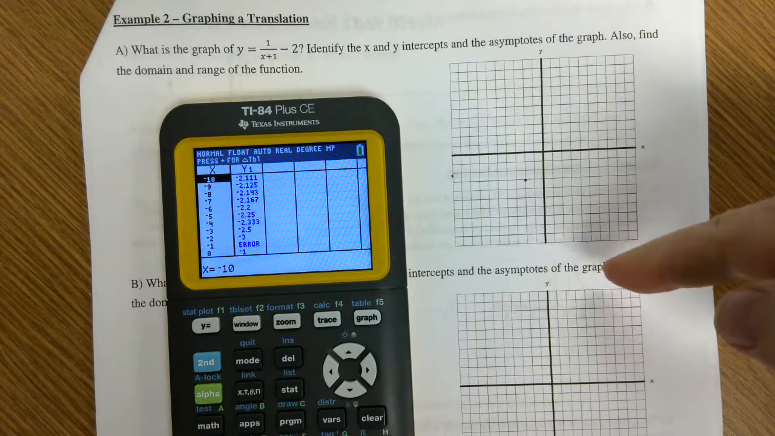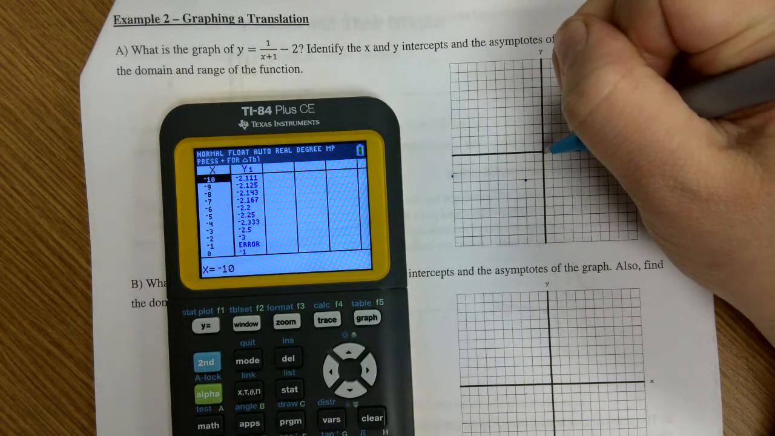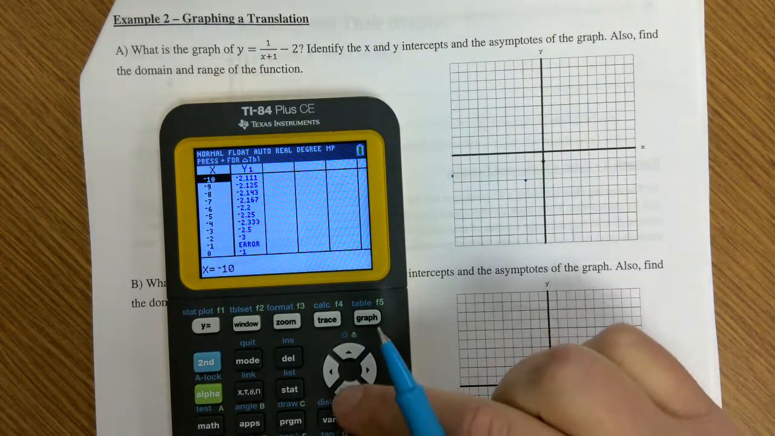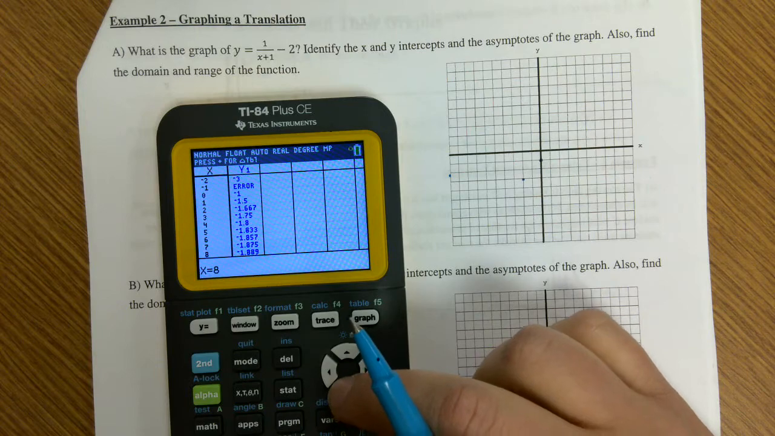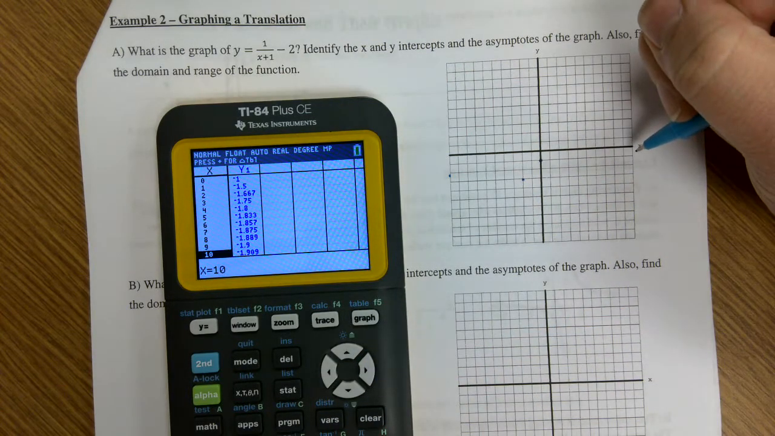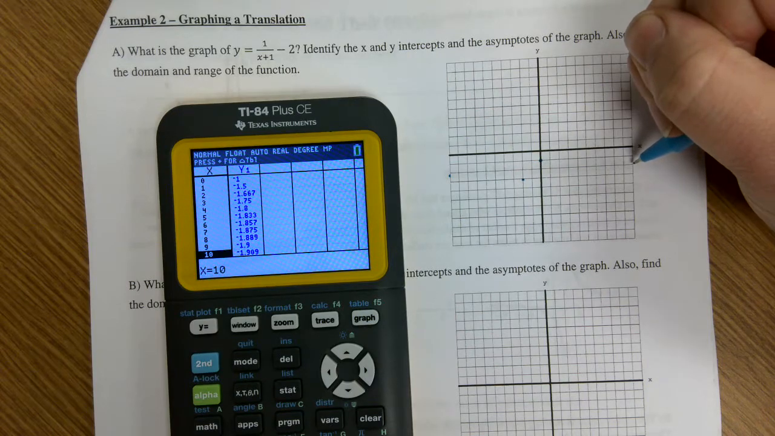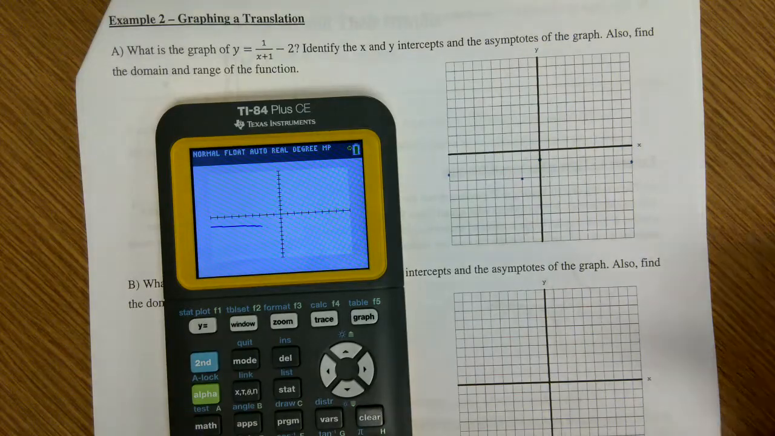Now, if I just go off of those 2 points, it's not very much. At 0, I have negative 1. And at 10, I have negative 1 point close to something. I'm going to push graph so I can kind of see what this looks like.